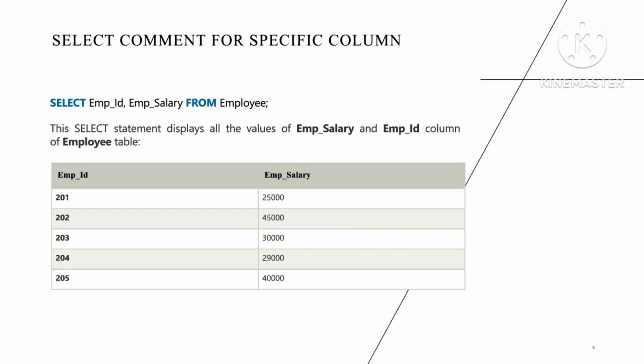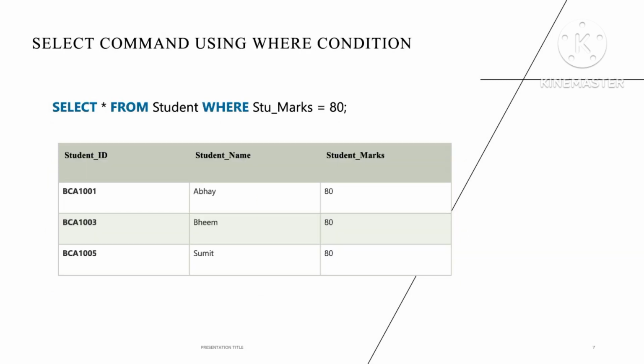Next we'll be seeing how to use the select command using the where clause. Now in this example, we're trying to view the student record where the student has scored 80 marks. So the command falls like select asterisk from student, where student is the name of the table, where this clause is used to add up to a condition, student marks. So what is the condition? The column student marks should contain 80 marks.